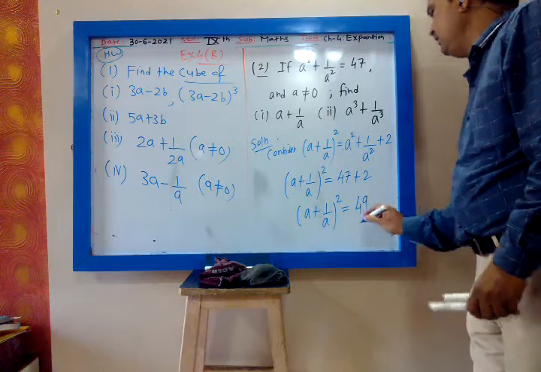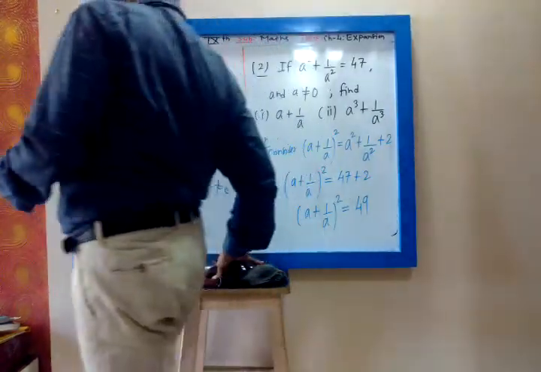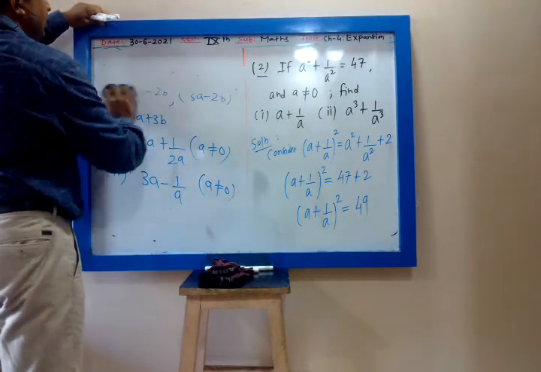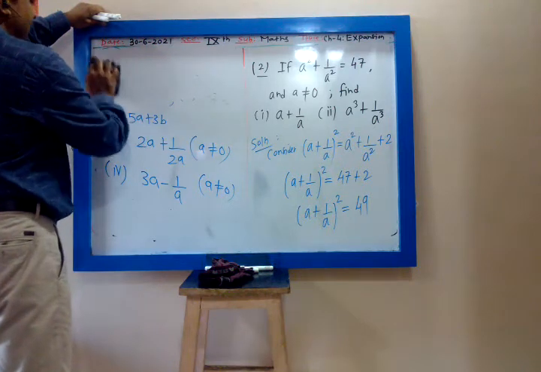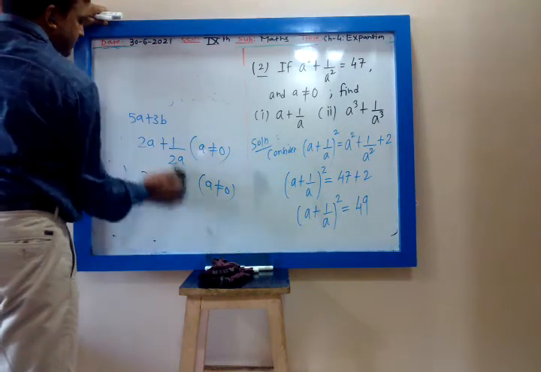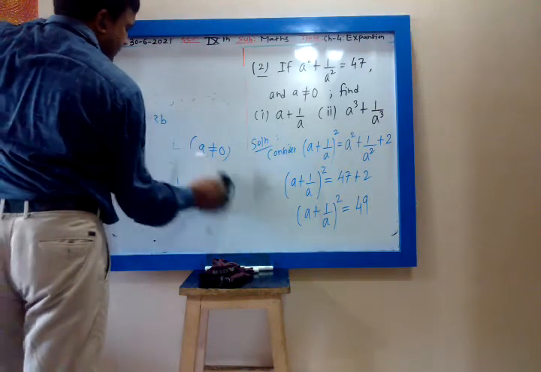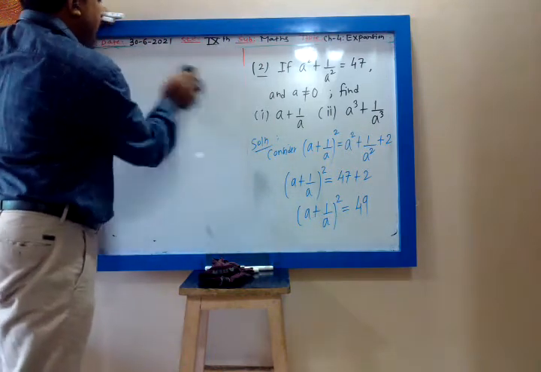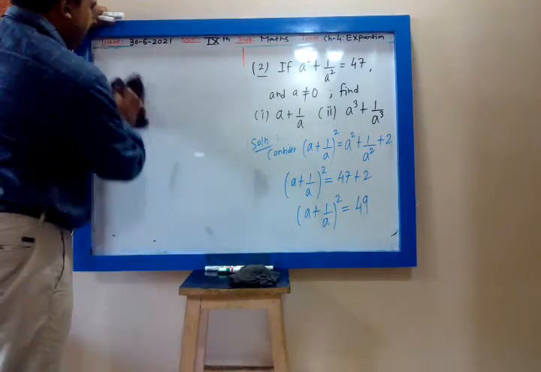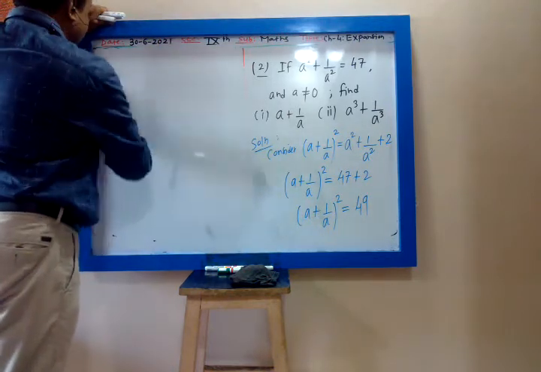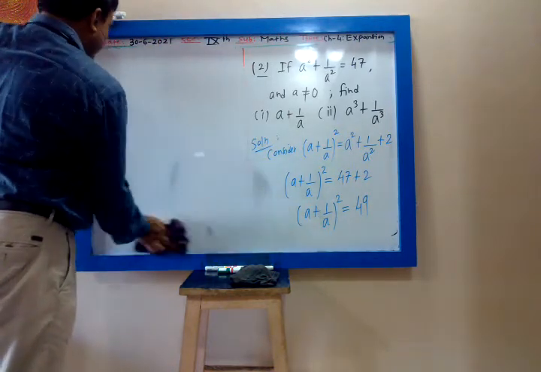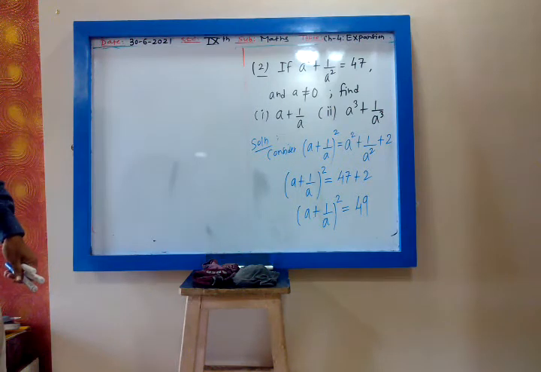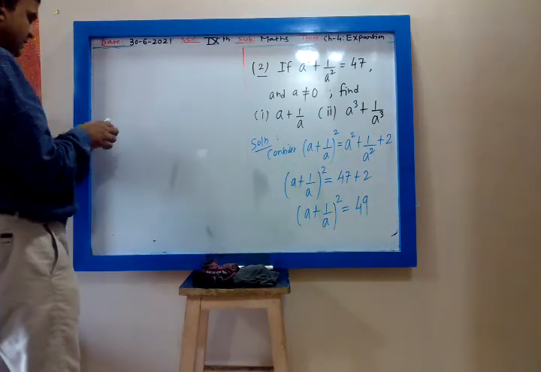But we want to find the value of a plus 1 upon a. So taking square root on both the sides. Is it clear? You are given the value of a square plus 1 upon a square. To find a plus 1 upon a, I will consider a plus 1 upon a whole square, use the formula a plus b whole square and simplify. So a plus 1 upon a whole square is 49. So taking square root on both the sides.